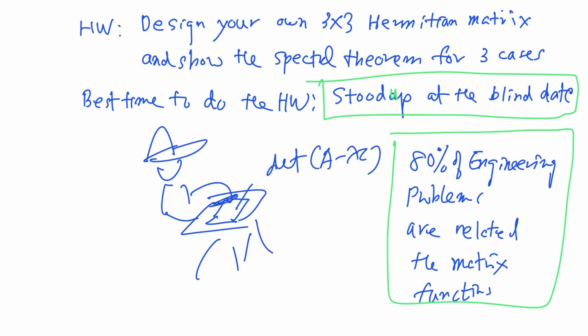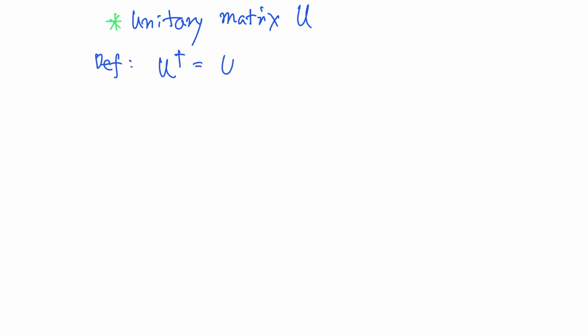So we have learned about the Hermitian matrix. Another interesting matrix is the unitary matrix. We are going to learn about the unitary matrix U. The definition is the following: the adjoint is the inverse. That means the adjoint of U times U, or U U dagger, is equal to identity.